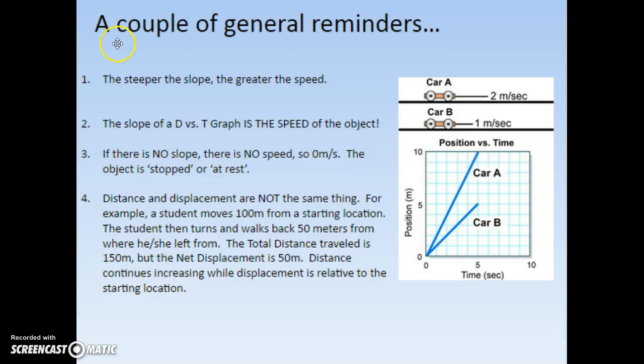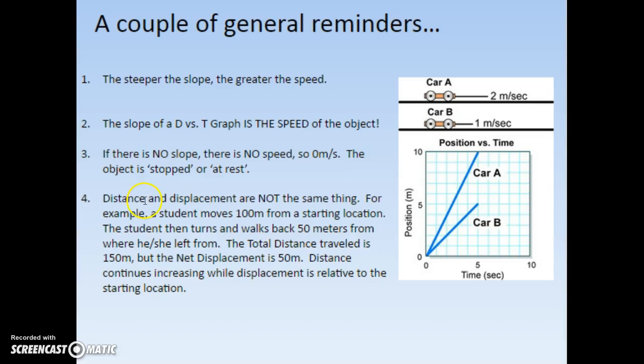And last but never least, a couple of general reminders. The steeper the slope, the greater the speed. Notice car A has a steeper slope than car B. Car A was traveling at a greater rate, in this case at a faster speed. The slope of a distance time graph, or in this case a position time graph, which we can use synonymously, is the speed of the object. If there is no slope, there is no speed. So it's traveling at 0, in this case meters per second. The object is stopped, or what we will call in physics, at rest.